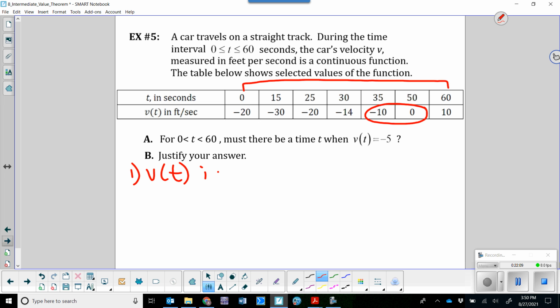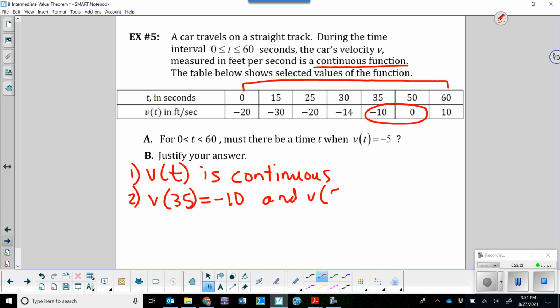V of t is continuous. Now that's all I have to say because they literally told me that in the problem. They said it's a continuous function. So I don't have to justify why it is. They said it was. So V of t is continuous. Just state that fact.